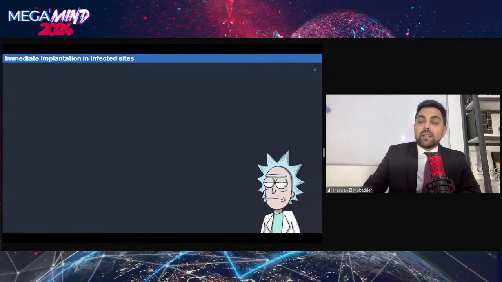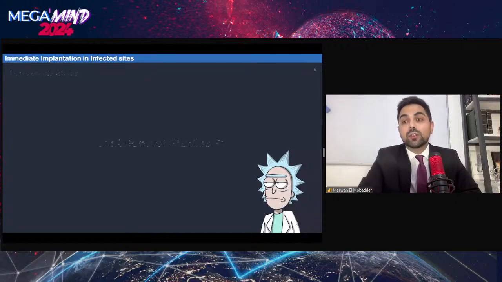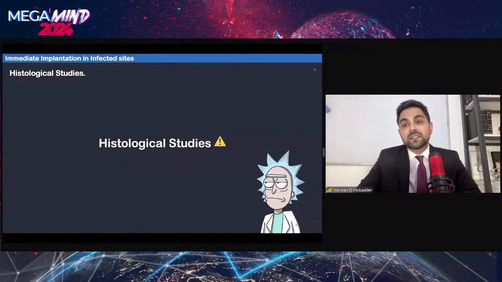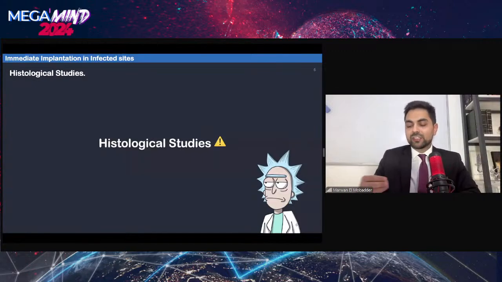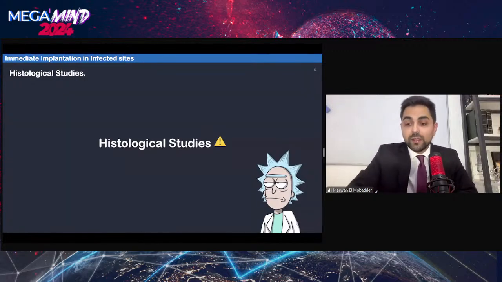So clinical studies are important, the guidelines are important, but I think what will actually give us a very accurate insight, and what is very important to see in infected sites, is histological studies, because clinical studies maybe will give us an idea on the long-term stability, etc., but we don't really know about the percentage of BIC, bone to implant contact, or the nature of this osseointegration, the quality of it. So without further ado, let's move to histological studies quickly.